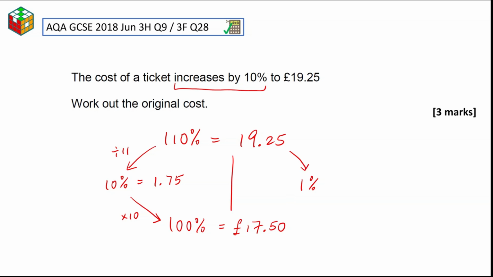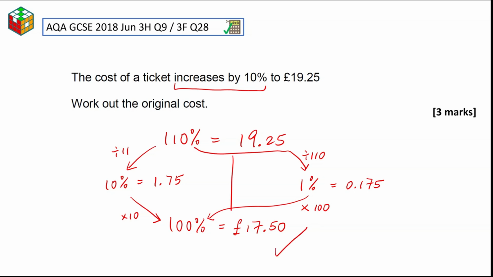And you may want to work it out this way for 1%. This time I'll divide it by 110. So 19.25 divided by 110 gives me 0.175. In order for me to find out 100%, I will times it by 100.